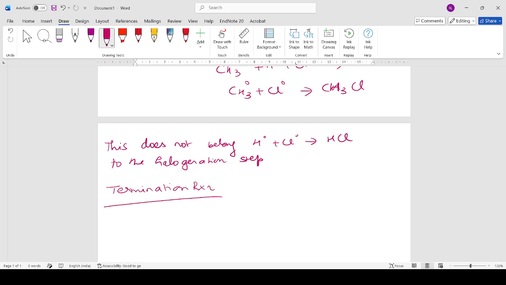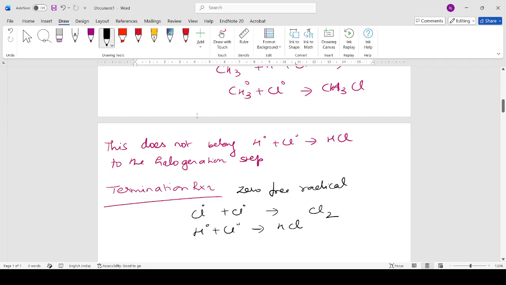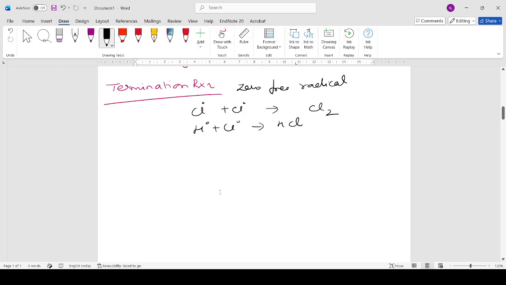That means it is going to terminate. No more free radicals are there. Zero free radical availability. And that is called termination. I can see Cl dot and Cl dot are there. They too can combine to form Cl2. H dot and Cl dot are there. They too can combine to form HCl, isn't it? This is called the termination reaction. So these are the primary two types of reactions the hydrocarbons would undergo.